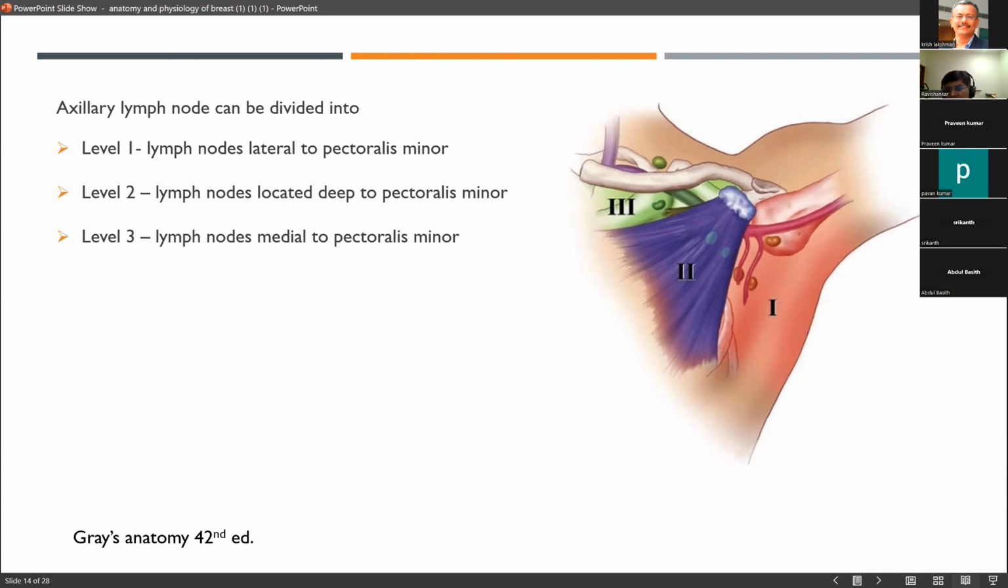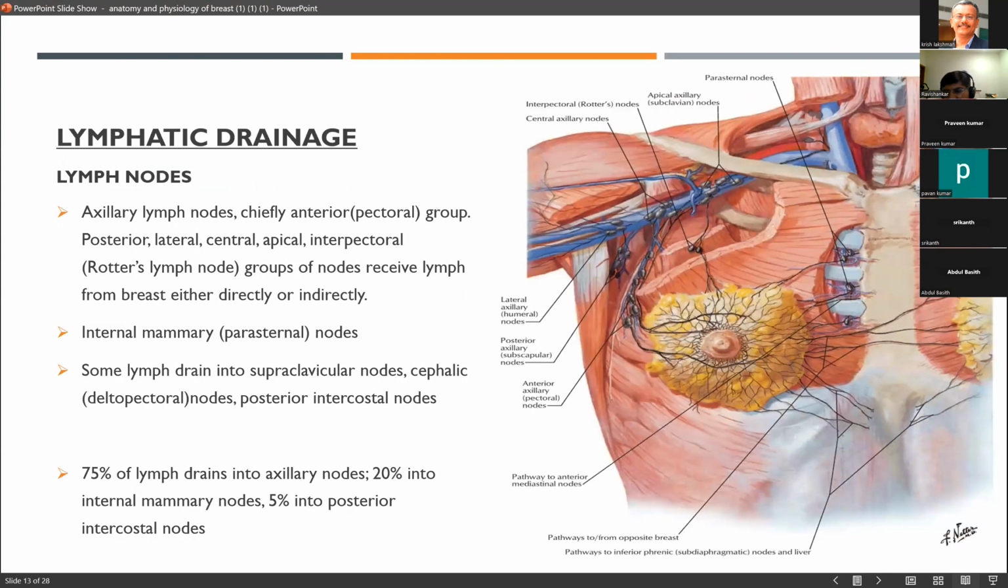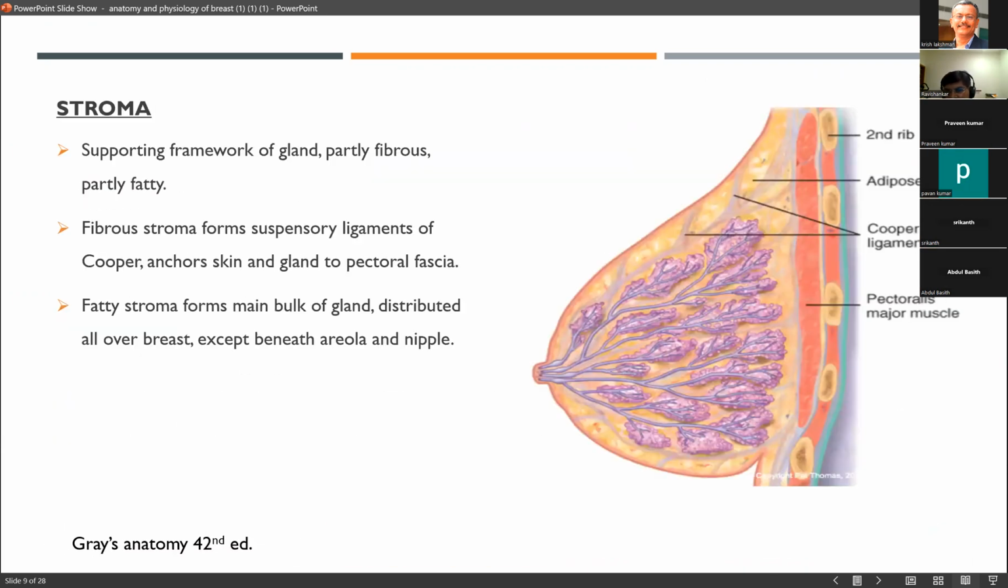And when he talked about the Cooper's ligament and the lymphatics and all that, he did not touch on the clinical significance of these, particularly applied anatomy. So he has to touch on that. Pavan, are you there? What is the clinical significance of Cooper's ligament? Sir, in case of malignancy, if there is infiltration of tumor cells into the Cooper's ligament, there is a dimpling of the skin or puckering of skin, sir.